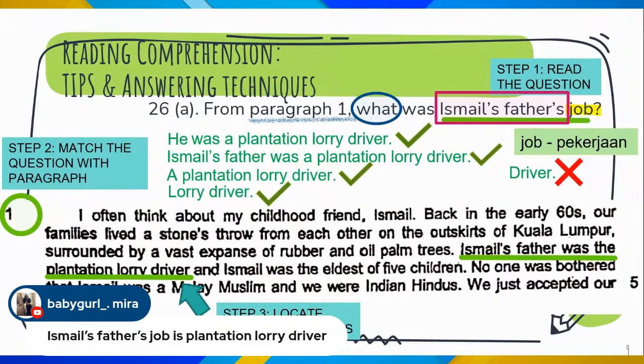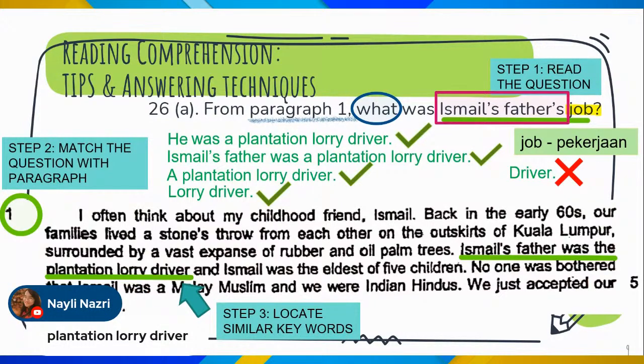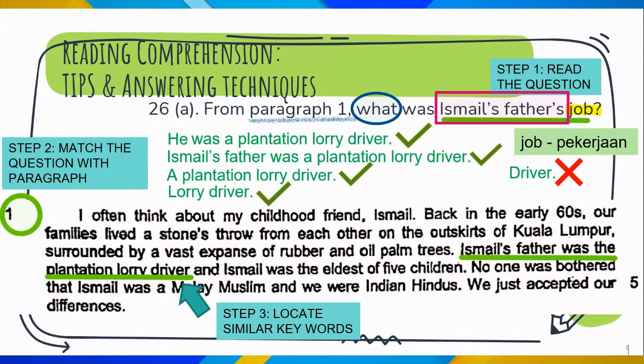One student said Ismail's father's job is plantation lorry driver. Very good, that is the answer. Plantation lorry driver is accepted as well, but if you could put a there, that would be very good. What is plantation? Plantation means tanaman. It means that ayah dia seorang pemandu lori untuk tanaman lah.